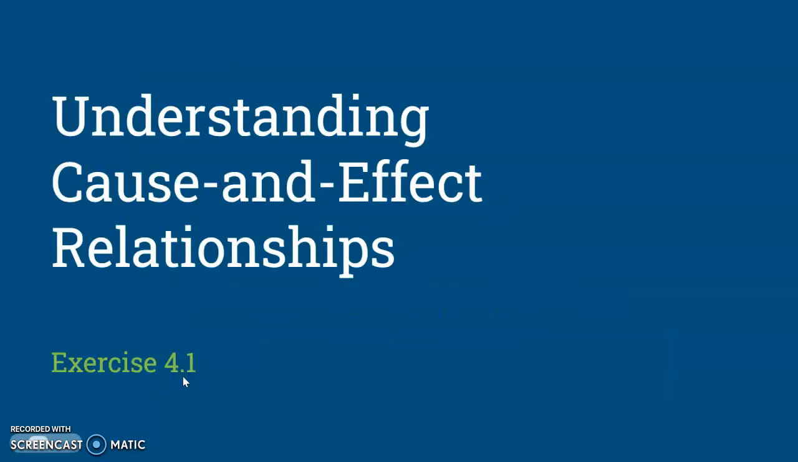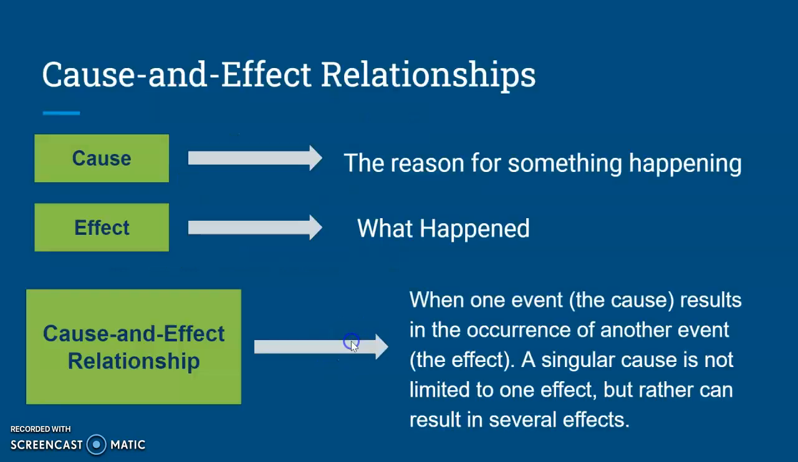So first, in exercise 4.1, we were asked to further explore exactly what cause and effect relationships are. In terms of the definition, the cause is the reason for something happening, and the effect is exactly what happened. So when talking about a cause and effect relationship, it is when one event, which is the cause, results in the occurrence of another event, which is the effect. And keep in mind, a singular cause is not limited to one effect, but rather can result in several effects.